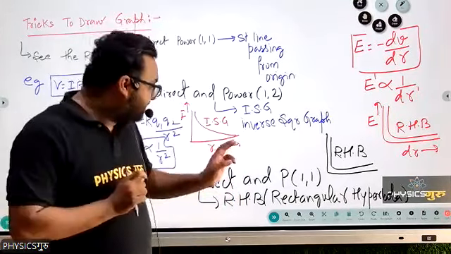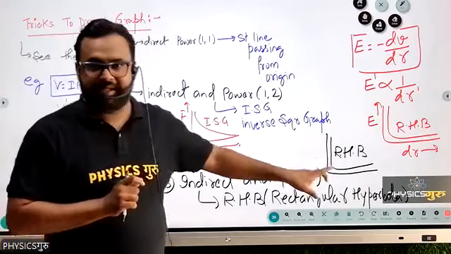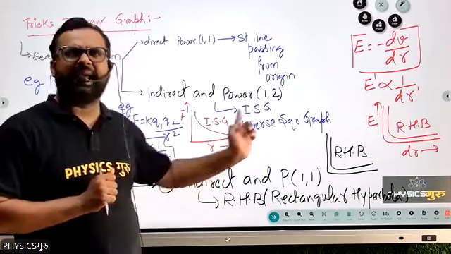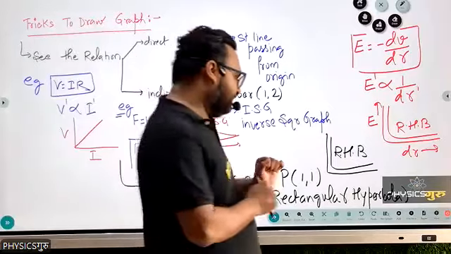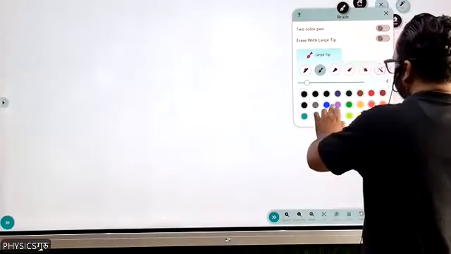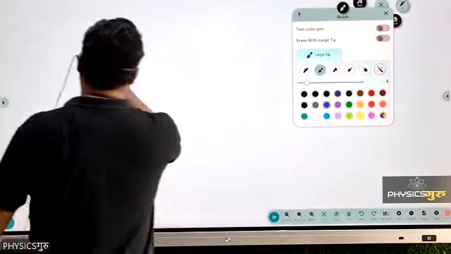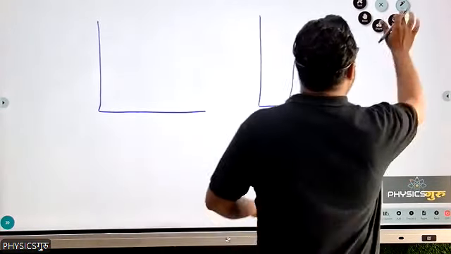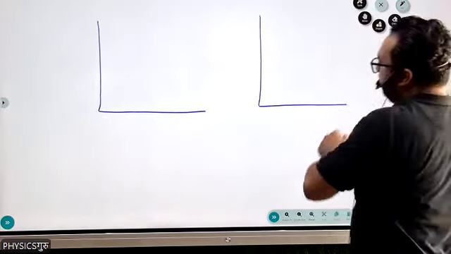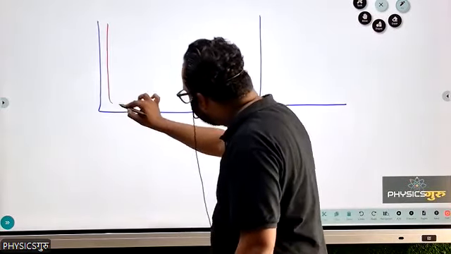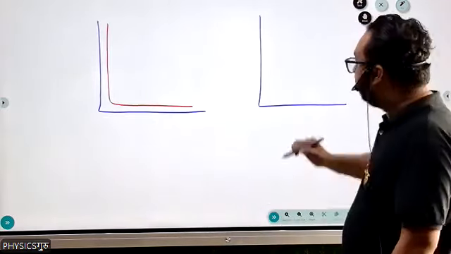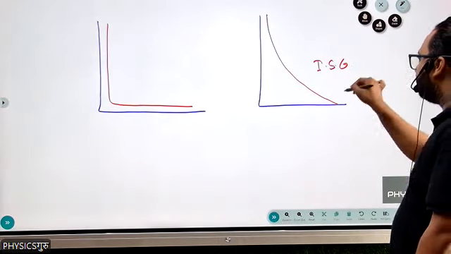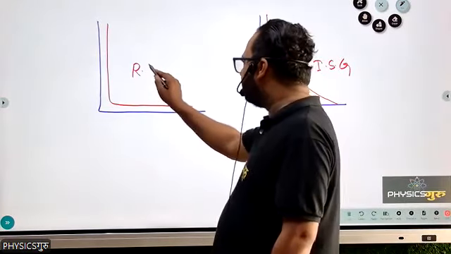Now, what is the difference between the ISG and RHB graphs? How do we differentiate these two graphs, because they look the same? The major difference between these two graphs, if you observe: this is the RHB graph, rectangular hyperbola, and this is the ISG graph, inverse square graph.